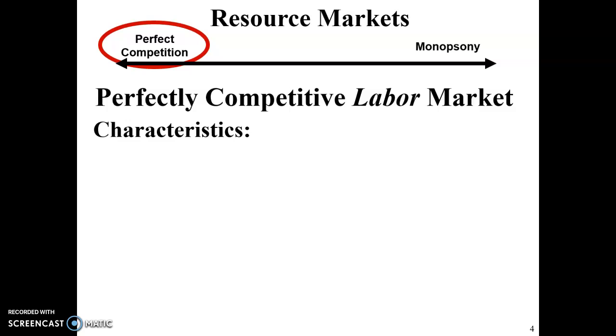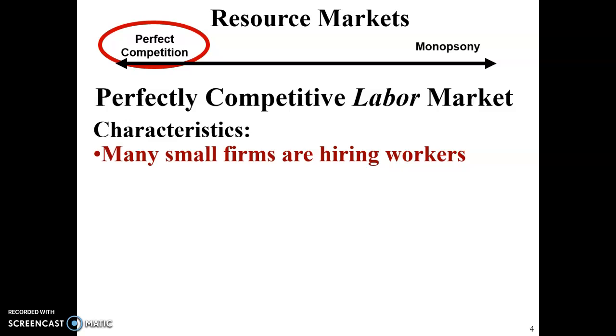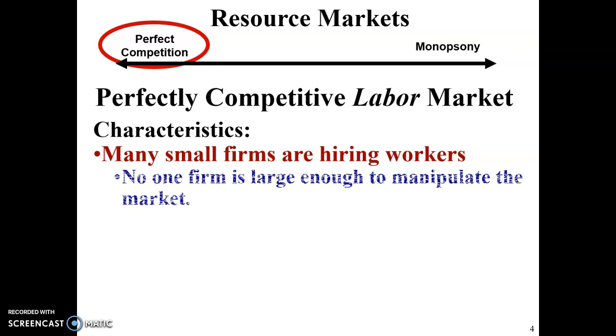A perfectly competitive labor market has some things in common with the perfectly competitive product market, but it is a little bit different, so it's important to pay attention to that. First of all, the characteristics. Many firms, and these firms don't have to be exactly alike. So it's doctors' offices, hospitals, schools, maybe visiting nurse services. A whole bunch of different types of firms are all hiring nurses, and they're all in that same market, which is buying nurses, okay? So there's a certain supply of nurses, and there's going to be demand for nurses in this market. No one firm is large enough to manipulate the market.